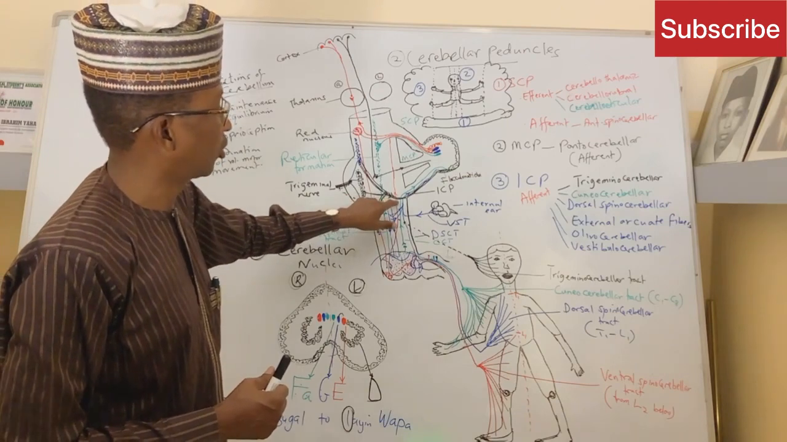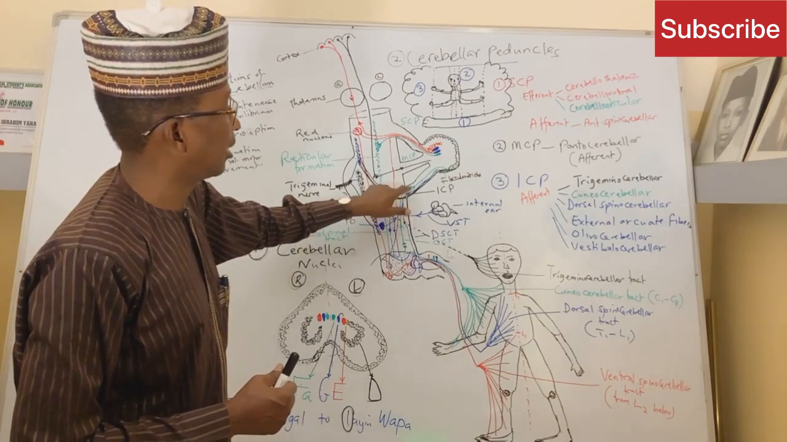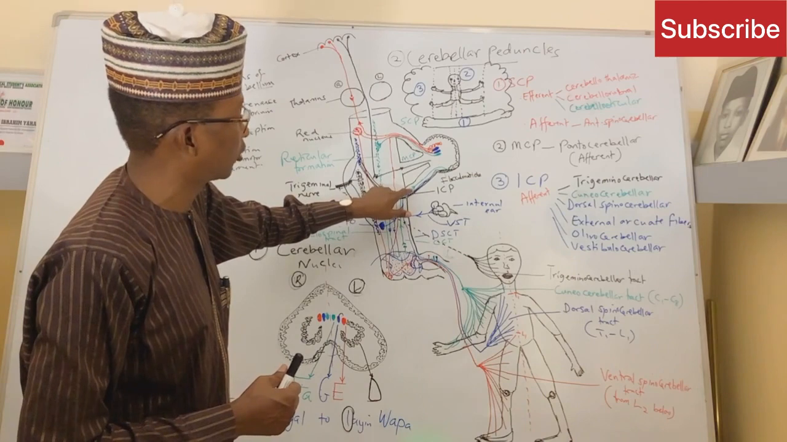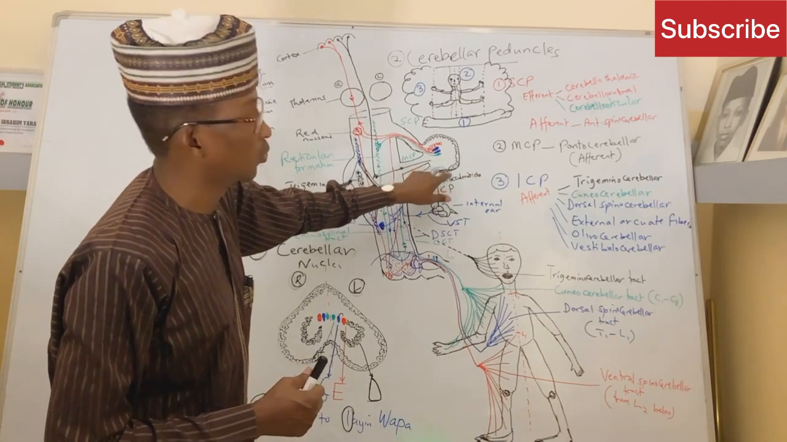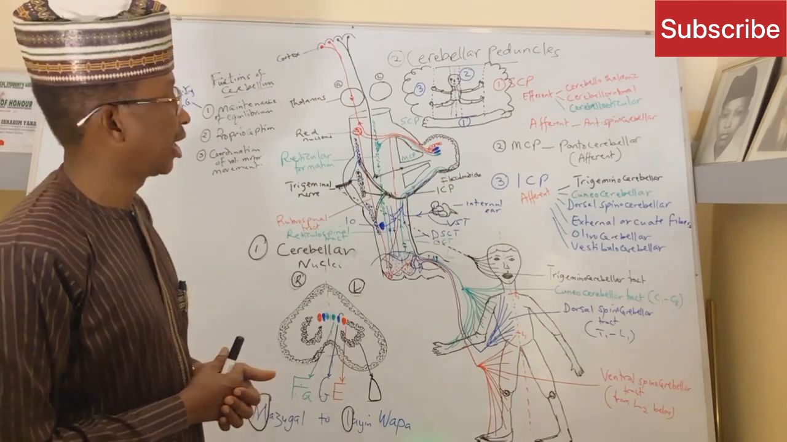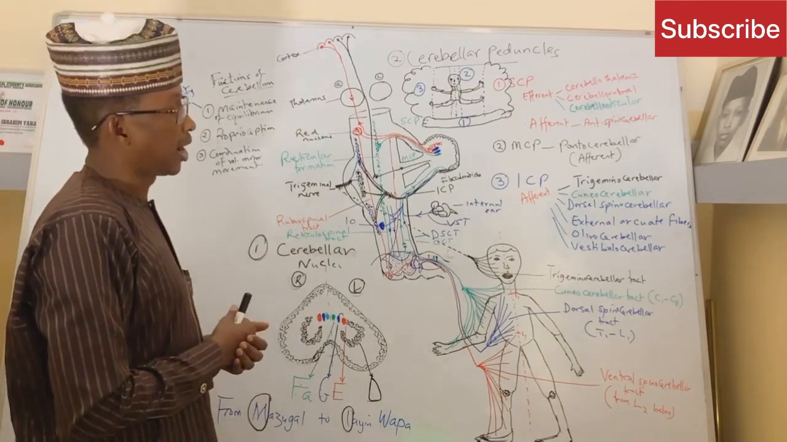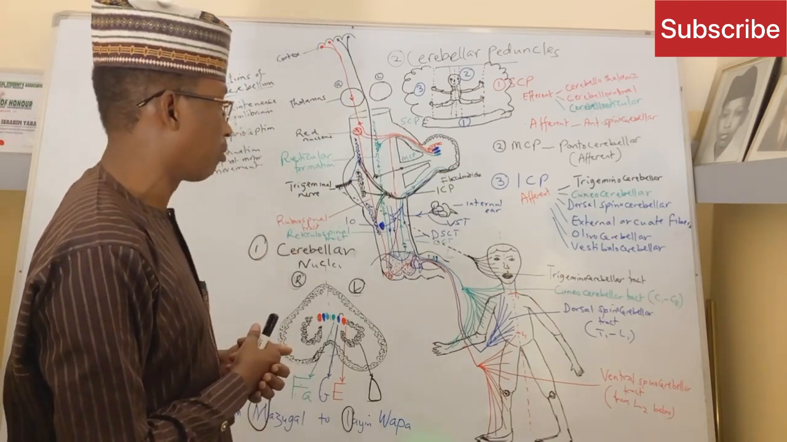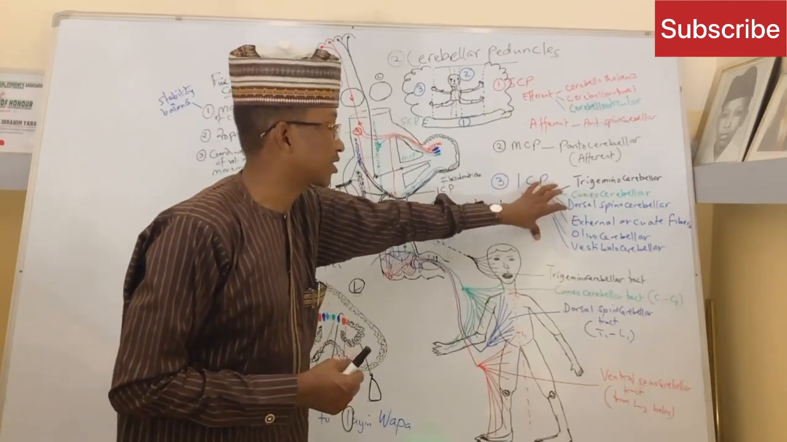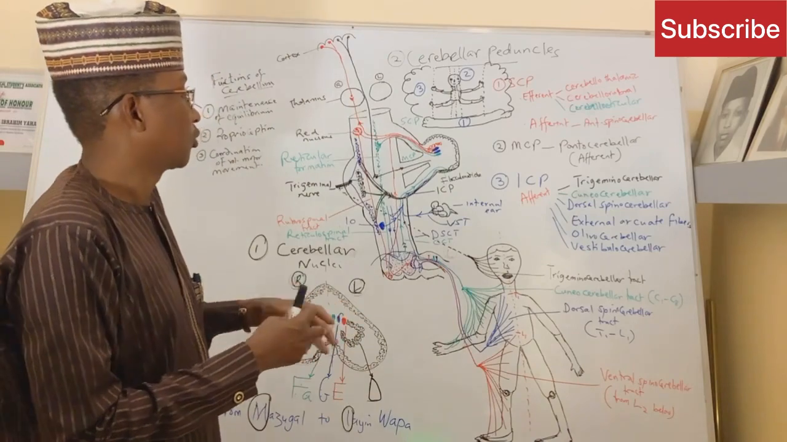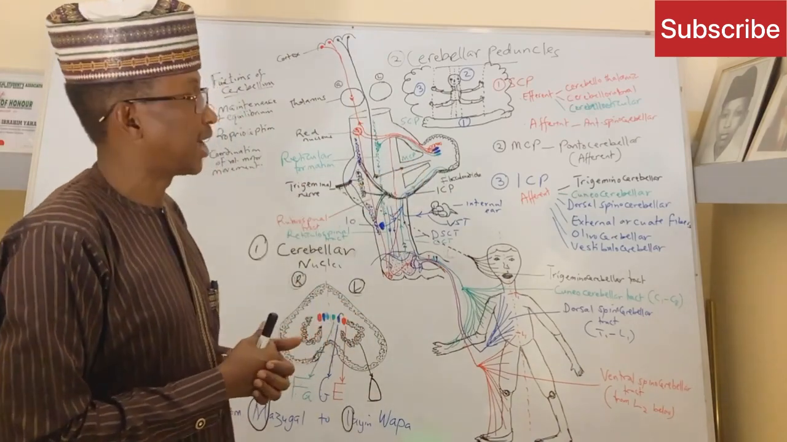From there, the second order neurons pass through the inferior cerebellar peduncle into the flocculonodular lobe to maintain equilibrium of our own body. These are the types of fibers that combine together to form the inferior cerebellar peduncle.